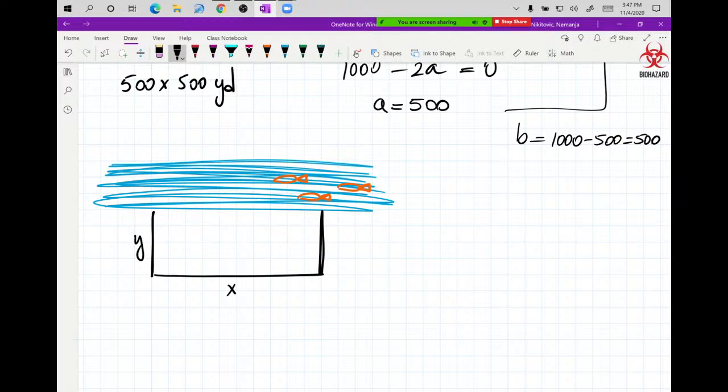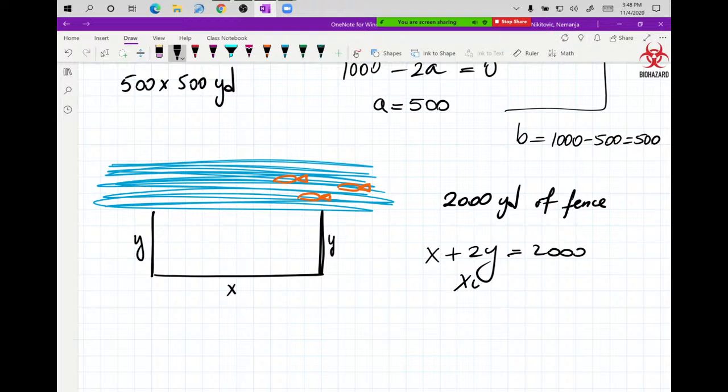We can call them x and y. We don't have to do a and b. X and y is just fine. But see, you are now using fence on only three sides. You still have 2,000 yards of fence available. So we're going to have x plus 2y equals 2,000, and we still have xy to be max because I want the maximum plot. So my equation doesn't have a 2 in front of x anymore because I'm not using the fence in the back. The river will take care of that one for me.